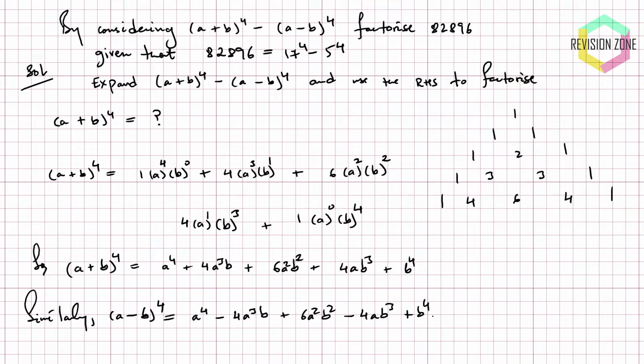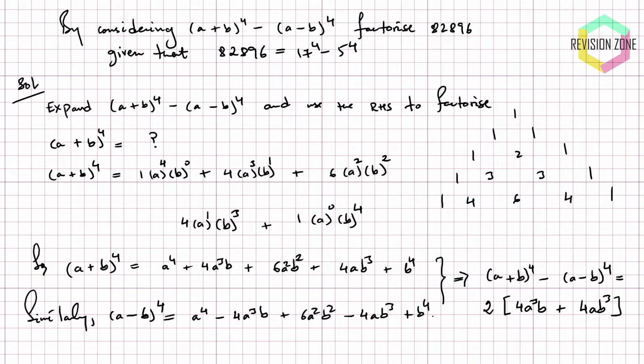So we've figured out two expressions fairly nicely, and now we need to take them away. So we do just that. We take away the top one from the bottom one, and we see that the a to the 4 terms are going to cancel, the 6a squared b squared terms are going to cancel, and the b to the 4 terms are going to cancel. And the only terms that don't cancel are the a cubed b term and the ab cubed term.